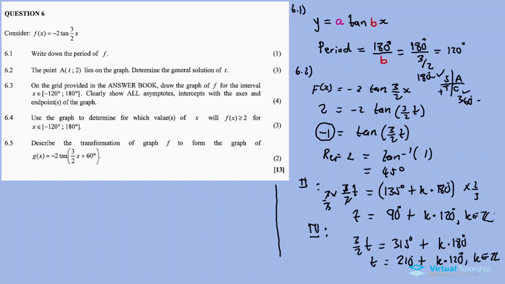All right, now 6.3. On the grid provided in the answer book, draw the graph of f for the interval x element of minus 120 to 180 degrees. Clearly show all asymptotes, intercepts with the x-axis and endpoints of the graph.